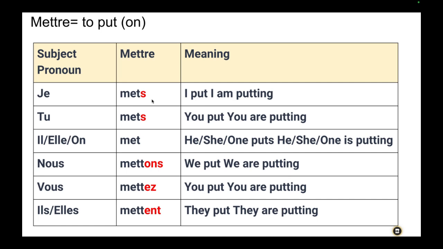The TS are silent. Je mets means I put on or I'm putting. Tu mets, il, elle, or on met. Nous mettons, vous mettez, ils or elles mettent. Again: je mets, tu mets, il met, nous mettons, vous mettez, ils or elles mettent.